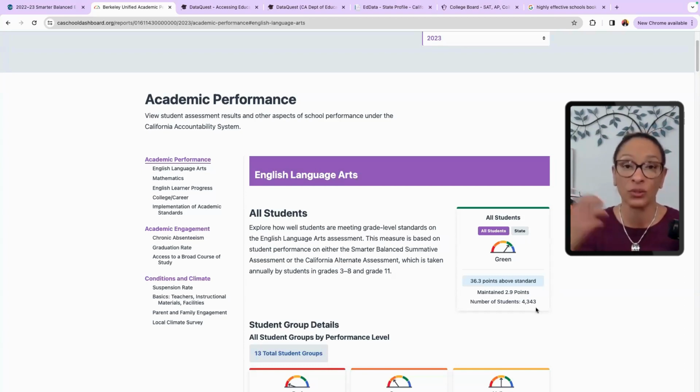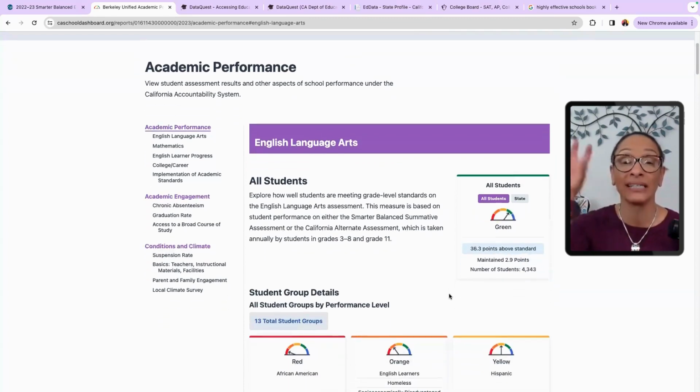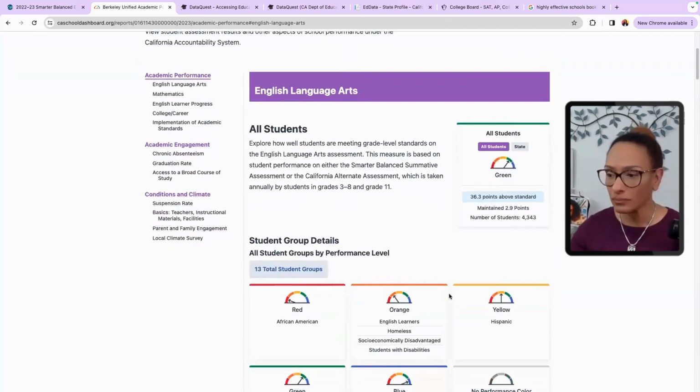Well, actually, no, that's not true. We're looking at the whole system. So I digress. That was incorrect. We're looking at the whole data system.